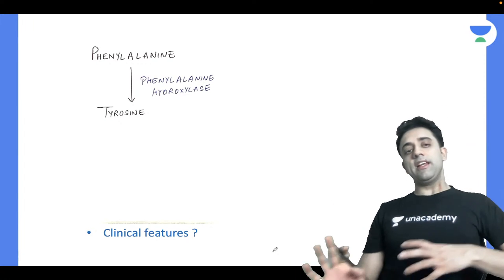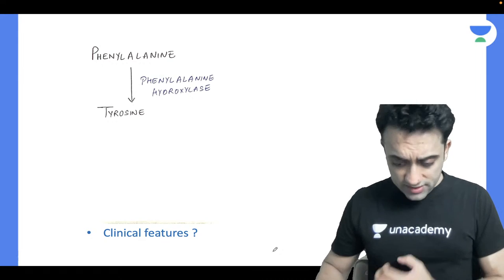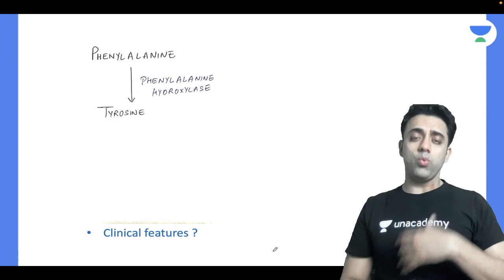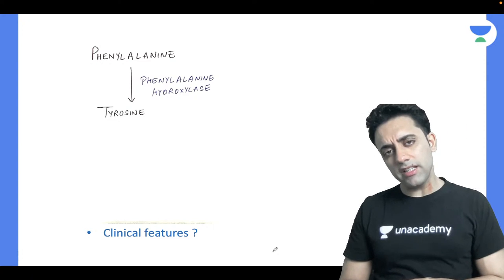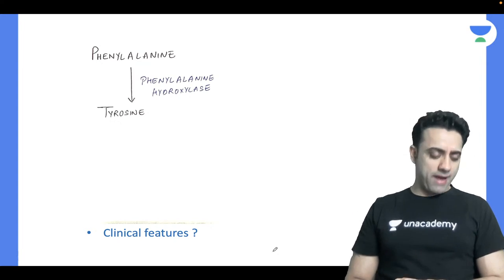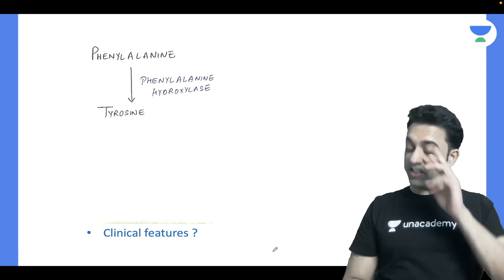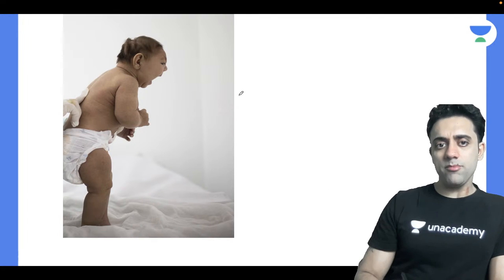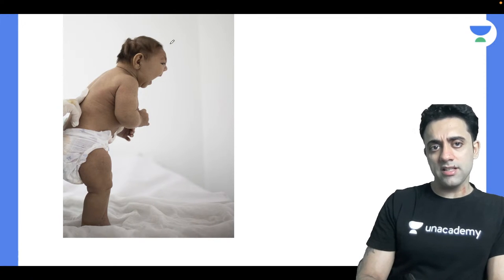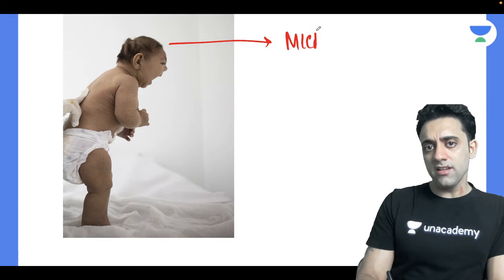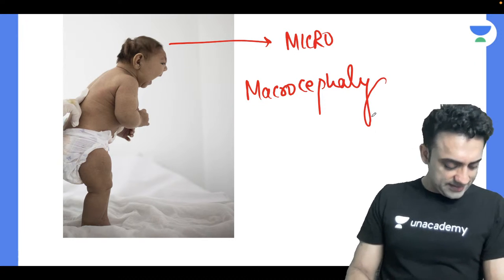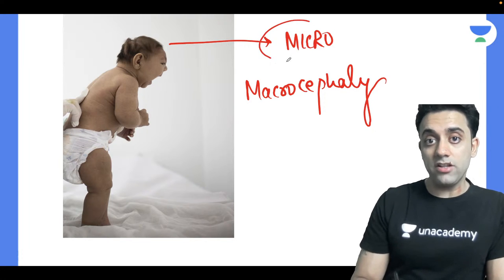Now imagine, it's very easy. First think, if there is a lot of phenylalanine in my brain, what will I have? Will I have developmental delay? Will I have micro or macrocephaly? Anyone? Yes, very good. So the most important first manifestation is this. Again, a very important clinical question: is this microcephaly or macrocephaly? Exactly, it will lead to microcephaly.